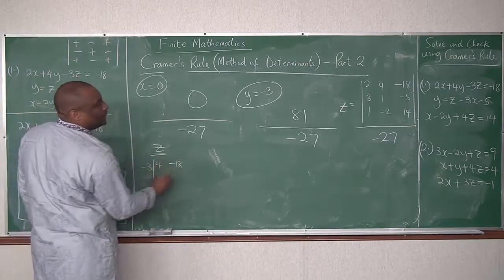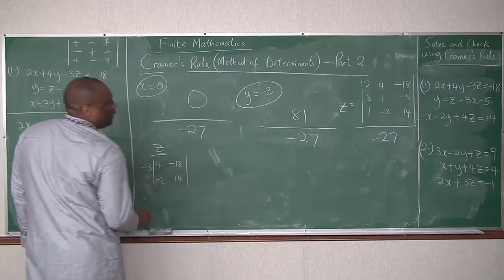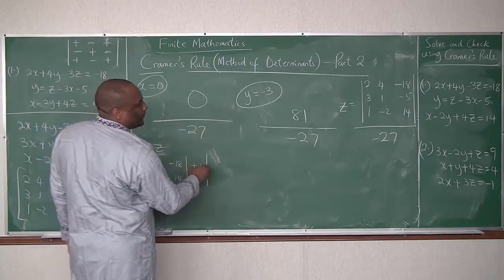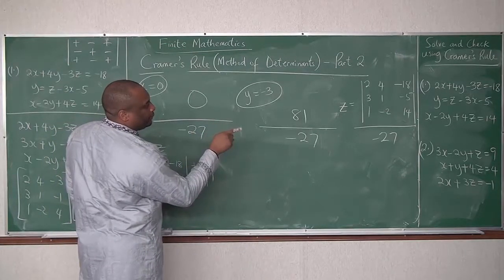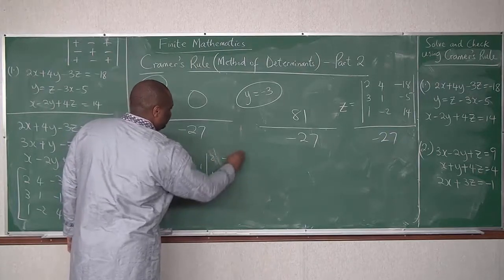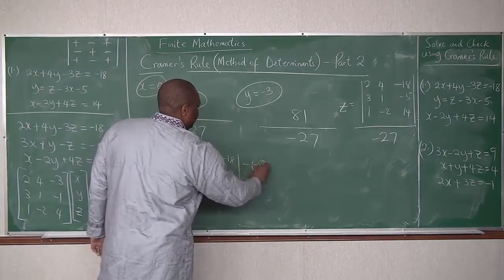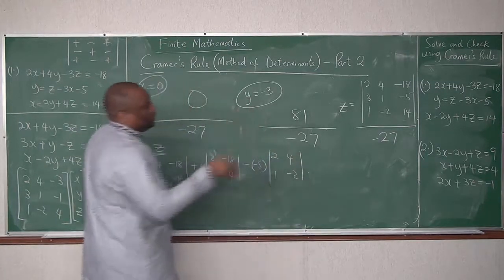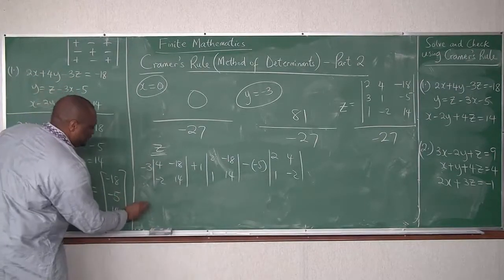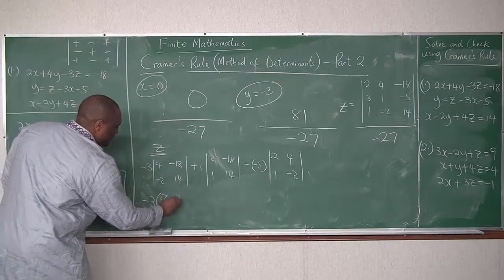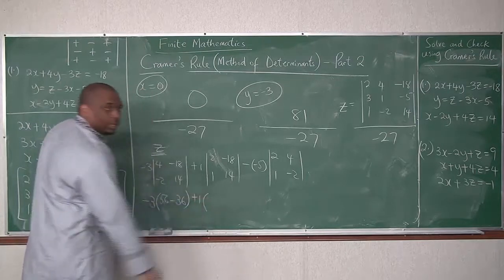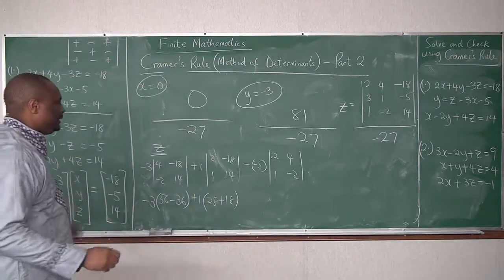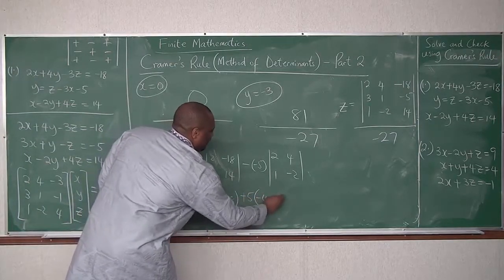We have 4, negative 18, negative 2, 14, then plus 1, I have 2, 1, negative 18, 14, then minus 5 determinant 2, 4, 1, negative 2. Okay, so folks, what is this now? This is negative 3. This is 56 minus 36, right? Plus 1, 28 plus 18, then 5 times negative 4 minus 4.